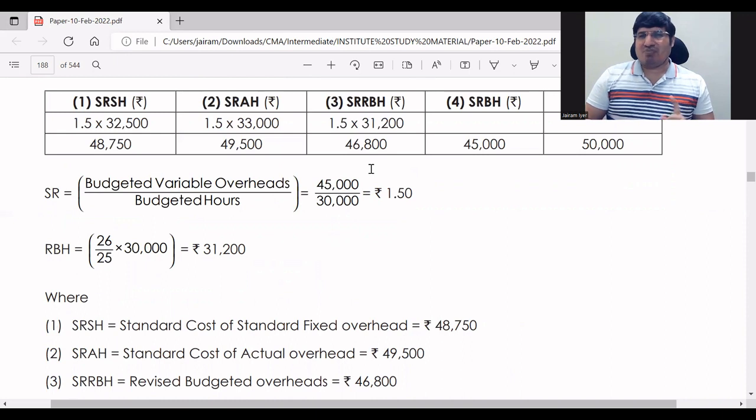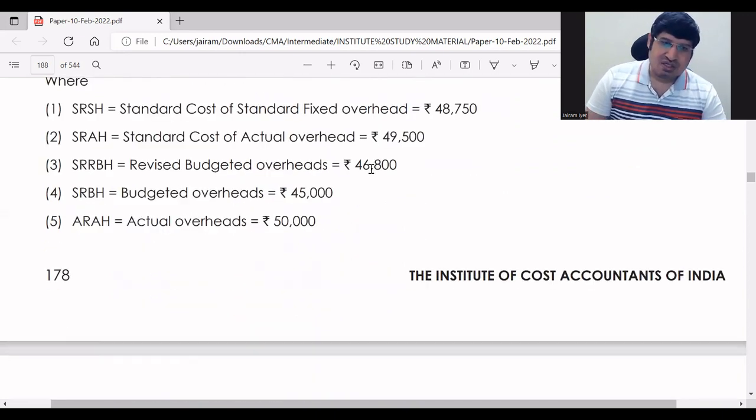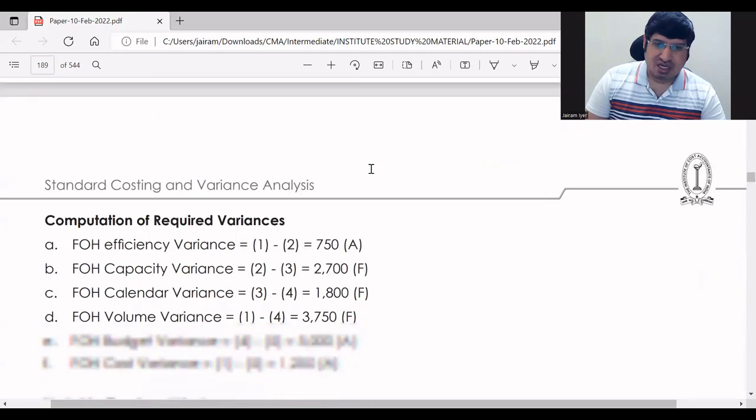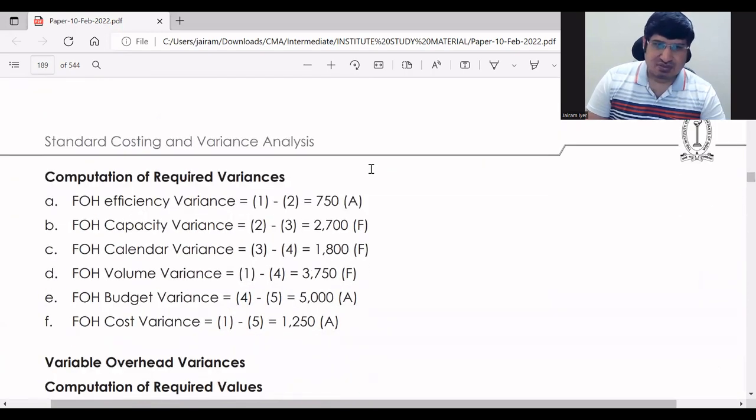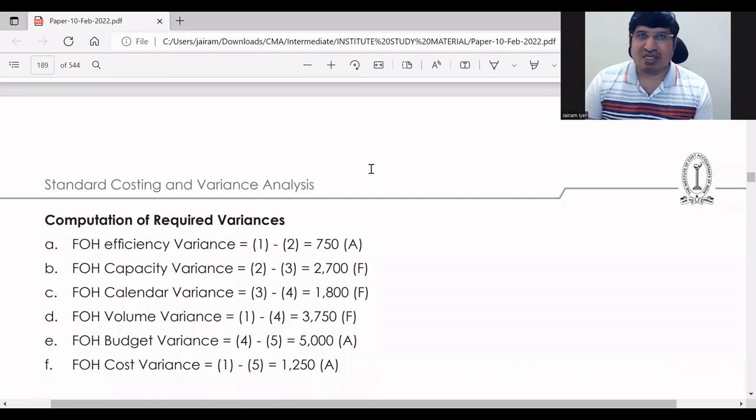Okay, either one among material, labor and overhead variance, fixed overhead variance, that comes normally. So that is done. Right? So okay, fixed overhead variance is done. Now next is variable overhead variance. ठीक है, so variable overhead variance, in short I'll tell you what it is.